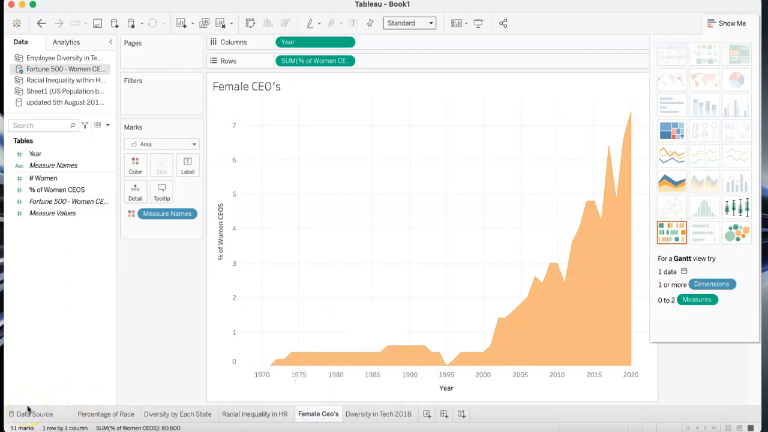The number of women running America's largest corporations has hit a new high. According to the data, it has hit almost 7.4%. Throughout 2020, going up into 2022, 37 of the Fortune 500 companies are led by female CEOs.